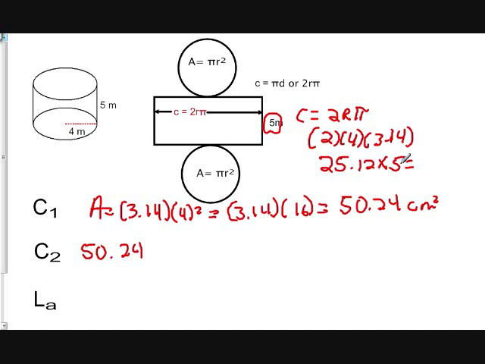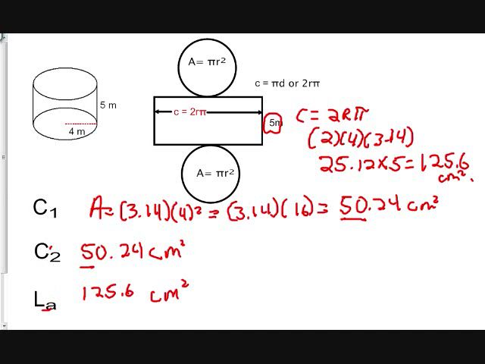And if you do that calculation, then you'll end up with 125.6 centimeters squared. So write that down here. It's 125.6 centimeters squared. These are all square units. So now to finish this, you need to add all 3 of these.